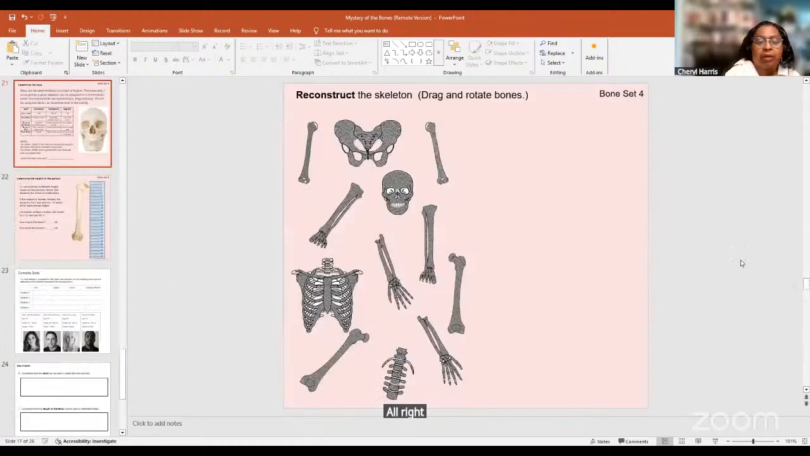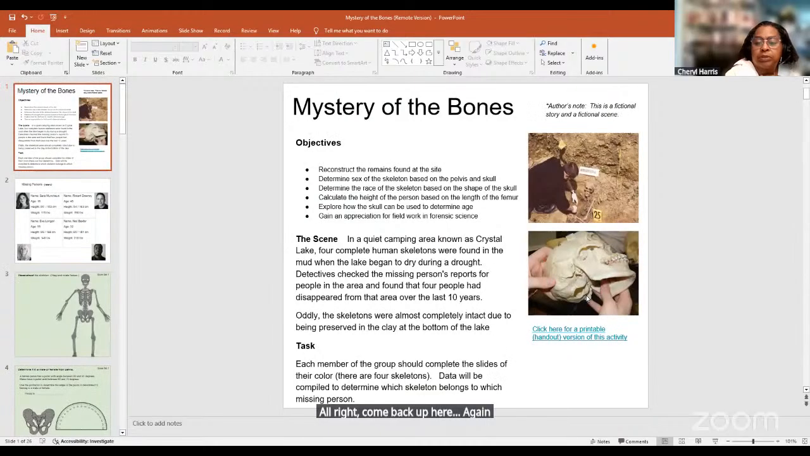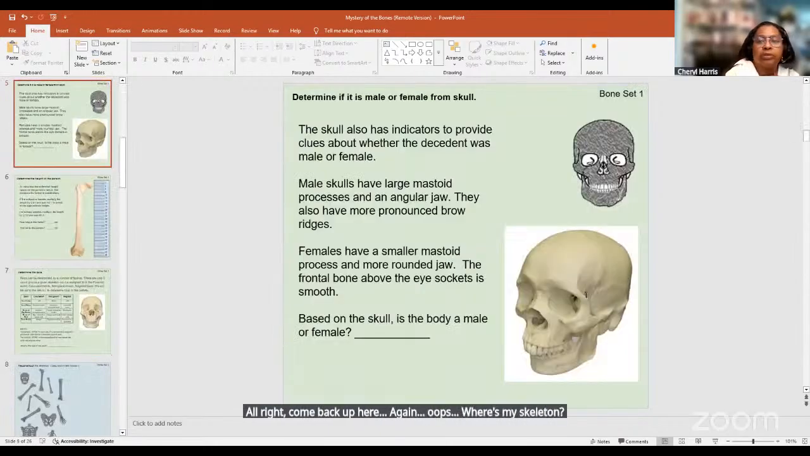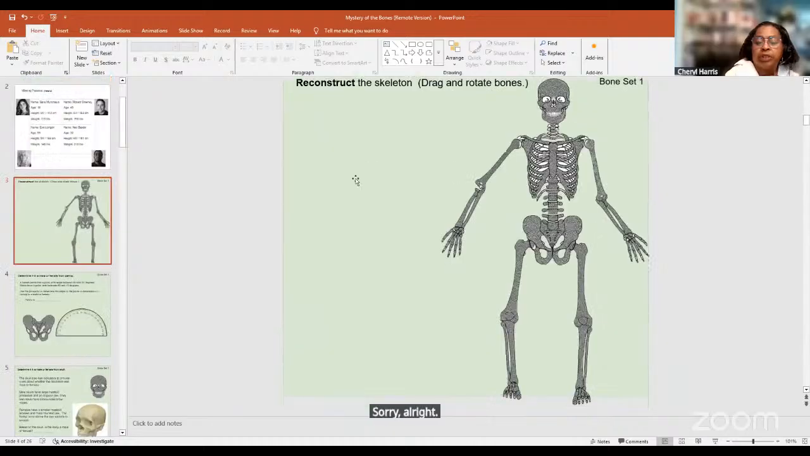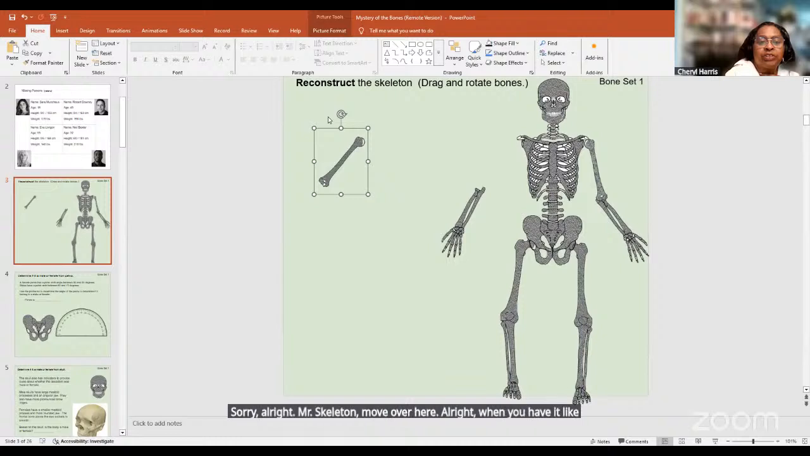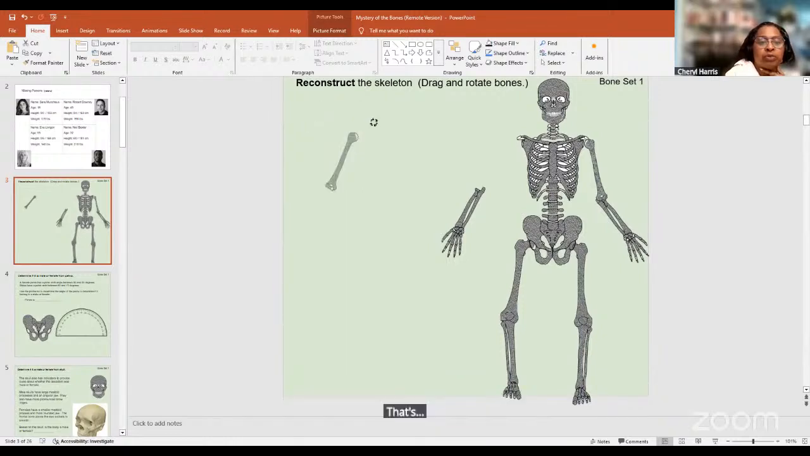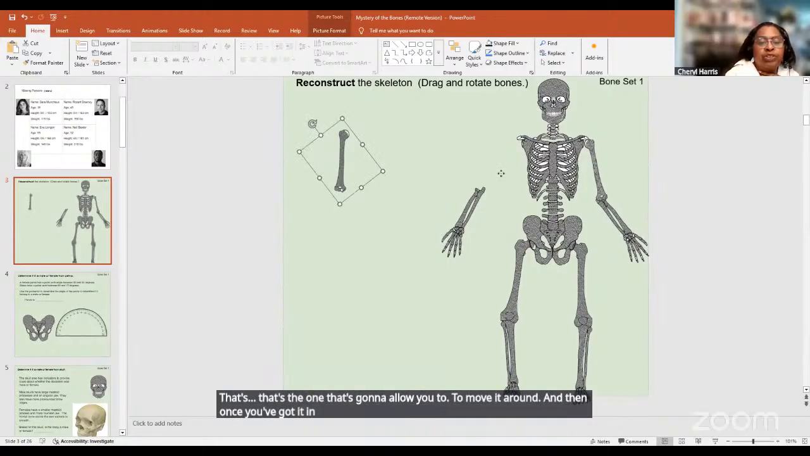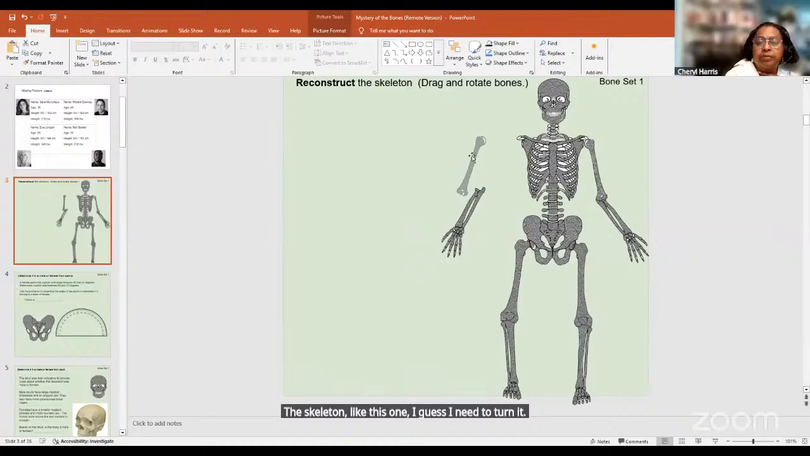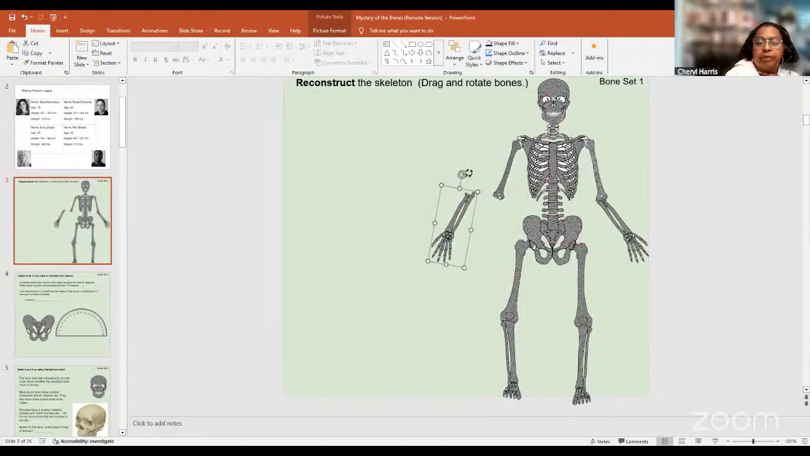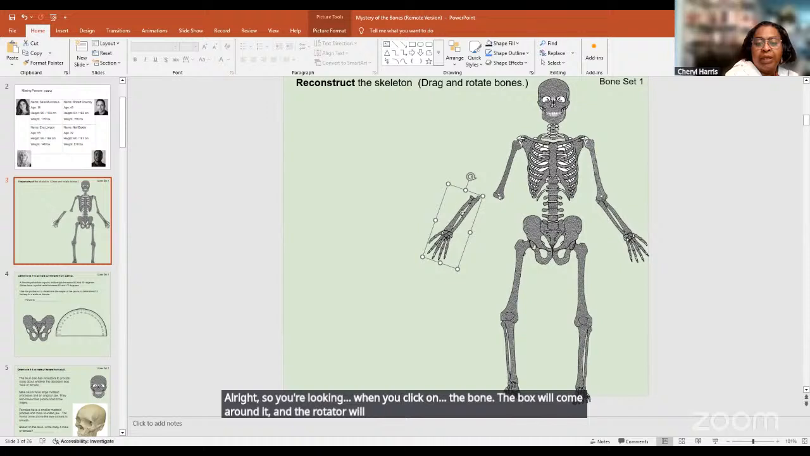All right, come back up here again. Oops. Where's my skeleton? Sorry. All right. Mr. Skeleton, move over here. When you have it like this, you see that little arrow thing at the top? That's the one that's going to allow you to move it around. And then once you've got it in the position that you want, then you can bring it back over to the skeleton. Like this one, I guess I need to turn it. Rotate. When you click on the bone, the box will come around it and the rotator will be at the top.